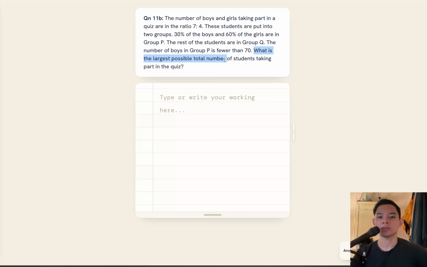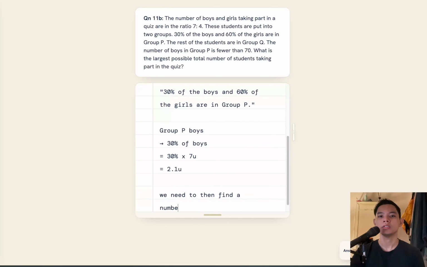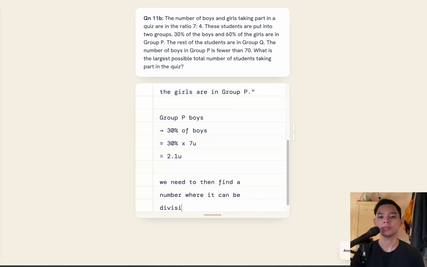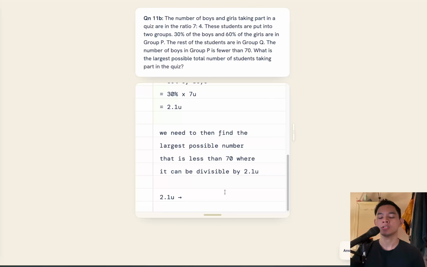What is the largest possible number of students taking part in the quiz? So we know that group P boys is 2.1 units. We need to find a number that is divisible by 2.1, the largest whole number that is less than 70. In this case, 39 divided by 2.1 equals 3.2857.